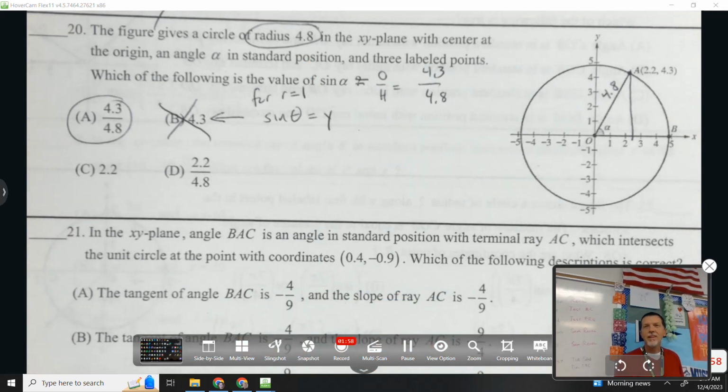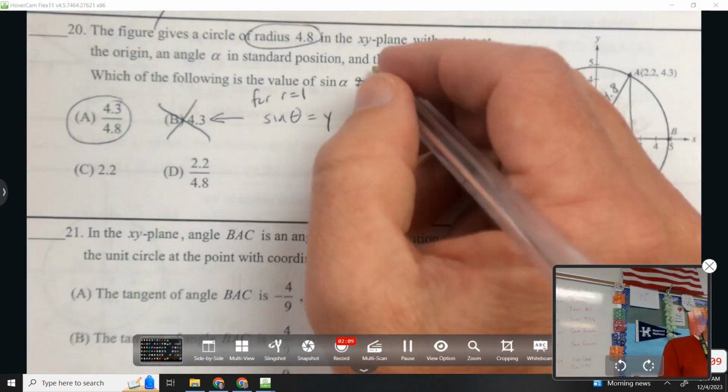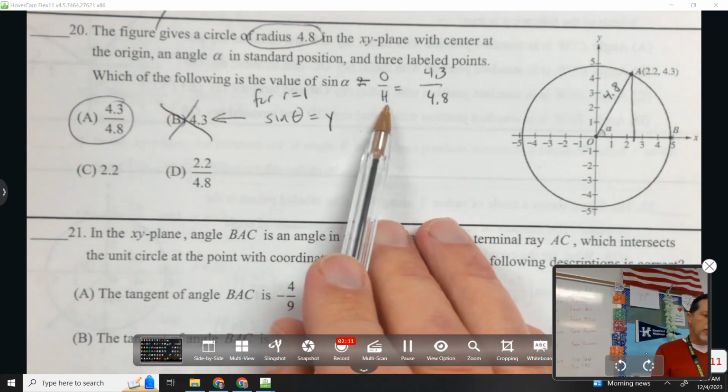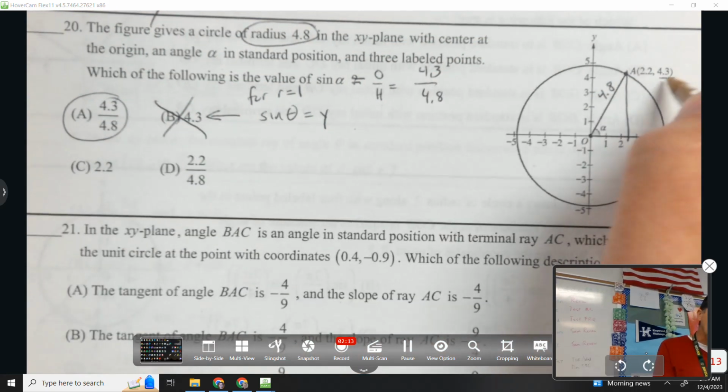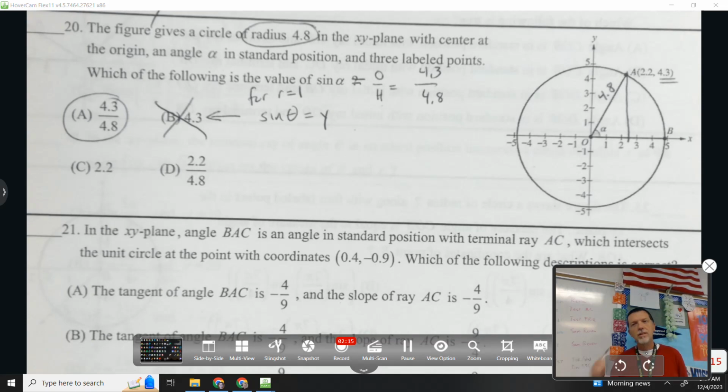So do you just use the y? You just use y over r. Okay. So it's easy in terms of computation. The trick is, do you understand the concept that sine is opposite over hypotenuse, not necessarily just the y value? I mean, it is just the y value if r is 1.